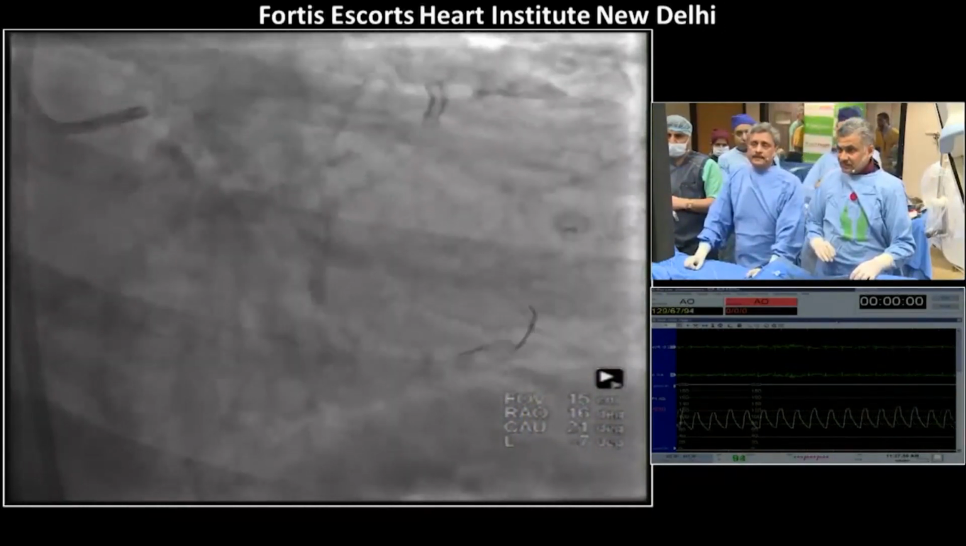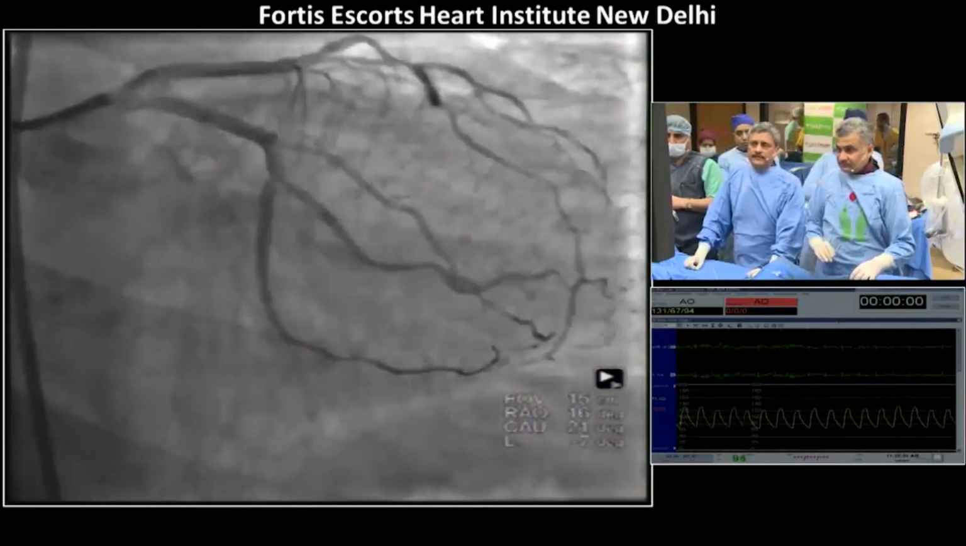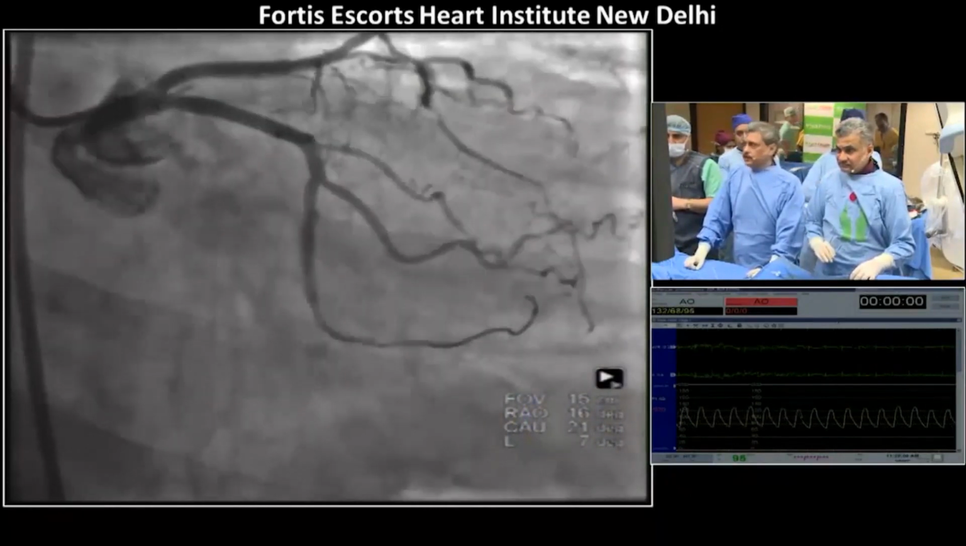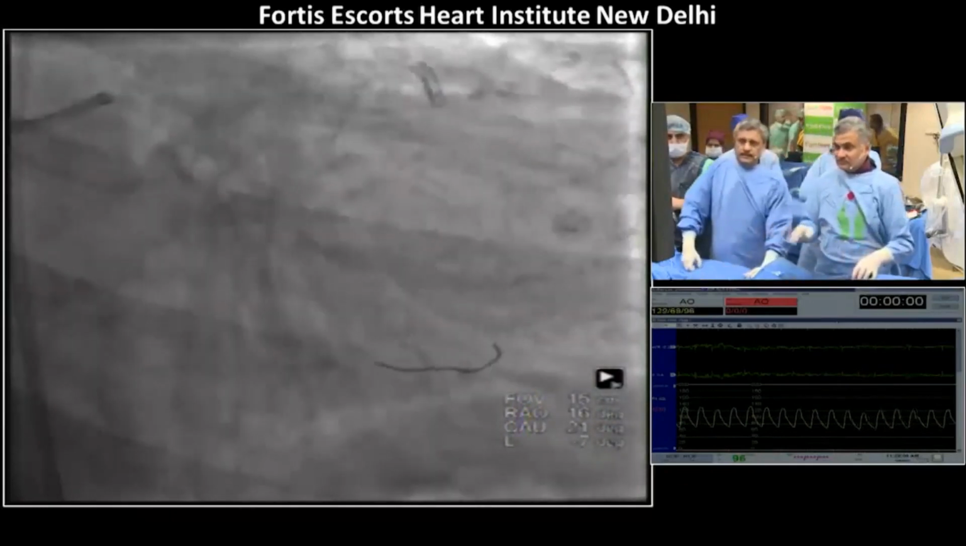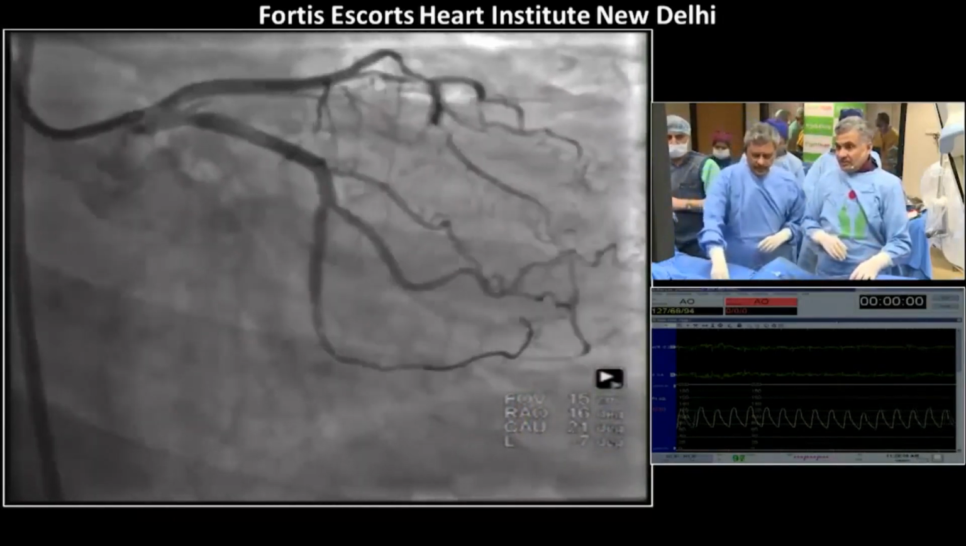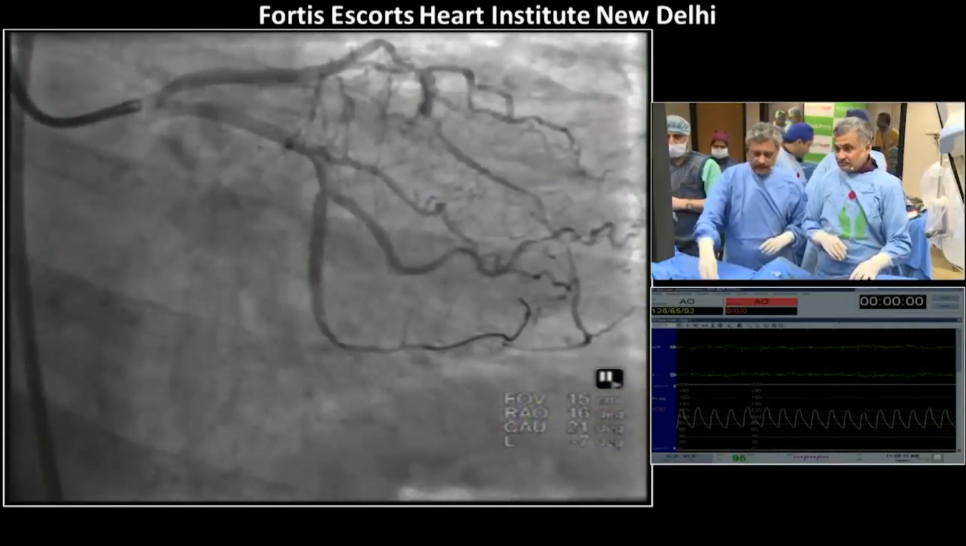Was there calcium? No, there was no calcium. It's all mostly fibrosis. It's a smaller vessel, I think it's a 2.25 distally. And it's a typical diabetic vessel which looks small on the angiogram, but on the IVUS you usually find that it's a little bigger than that.